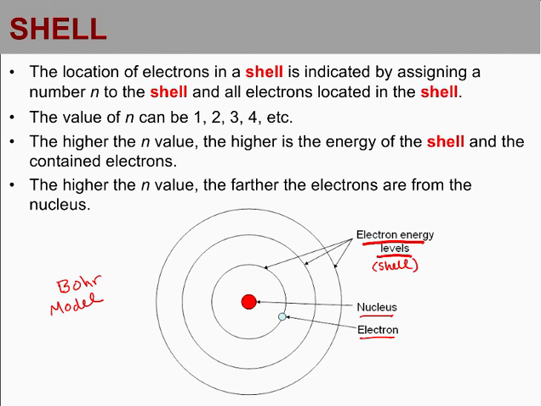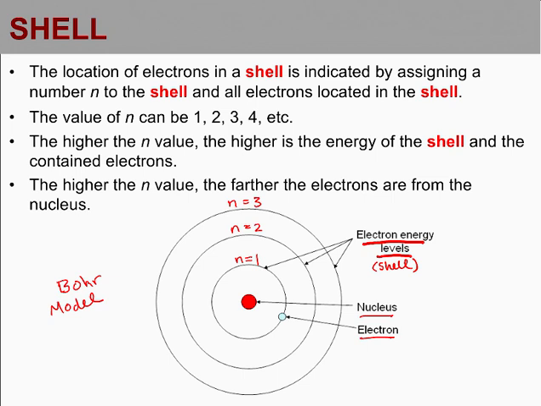So we can label each of these shells. We'll label the first one n equals 1. We'll label the second one n equals 2. And we'll label the third one n equals 3. And if we had more circles, we could keep going.